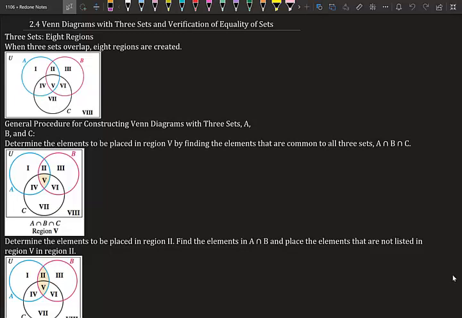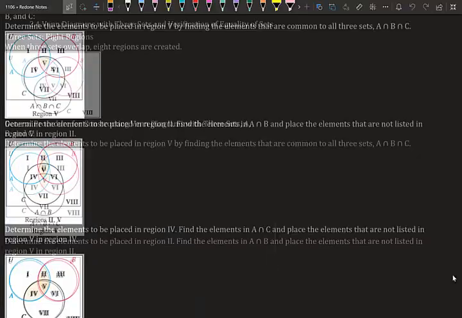2.4 Venn diagrams with 3 sets and verification of equality of sets. So please take the time with your notes or in this video to read what each region stands for, but I will be breaking it down as we go through the examples, especially example 1.